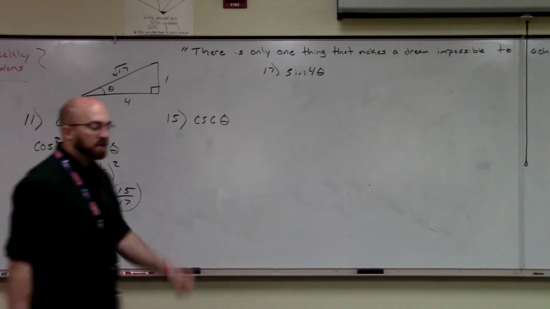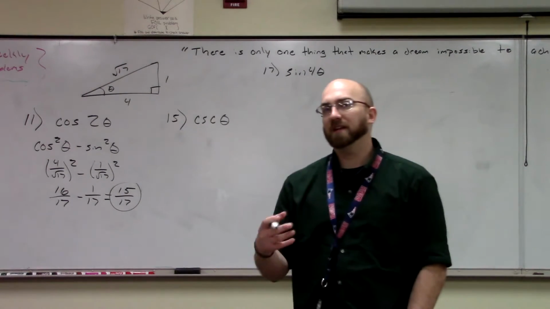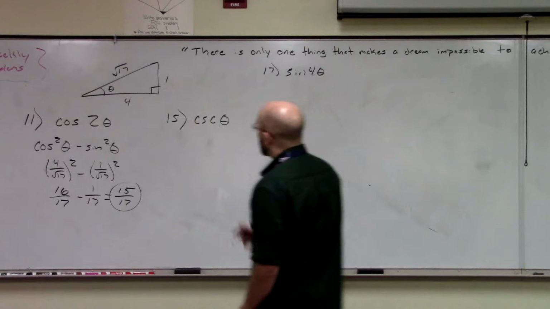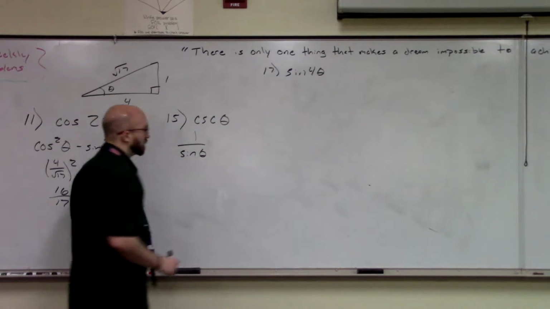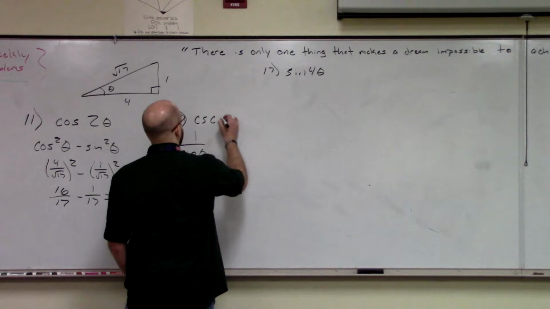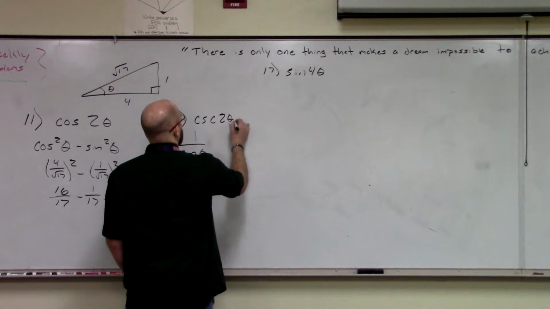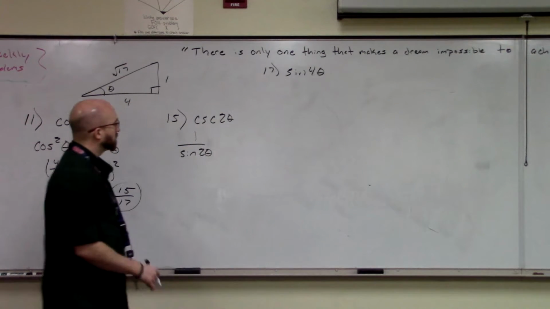Moving on, the next is cosecant 2 theta. Cosecant theta, there is no formula. We need to use our trig identities in order to rewrite it. Cosecant 2 theta is the same as 1 over sine 2 theta. So let's use the formula for sine 2 theta. I said theta before, but this should be 2 theta, my bad.